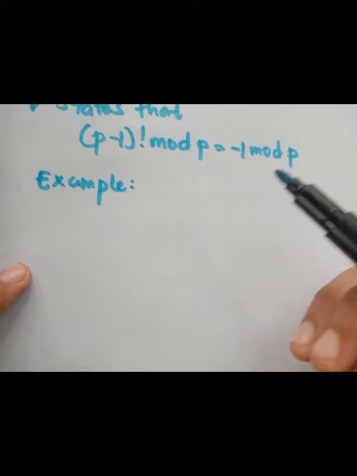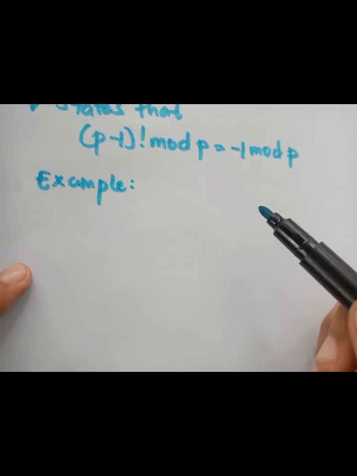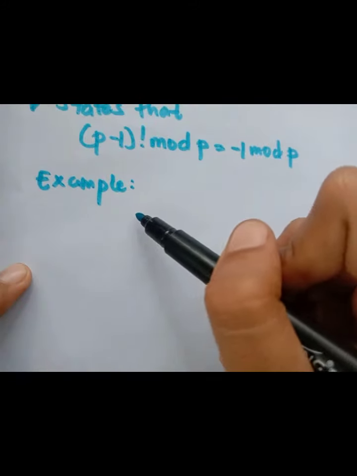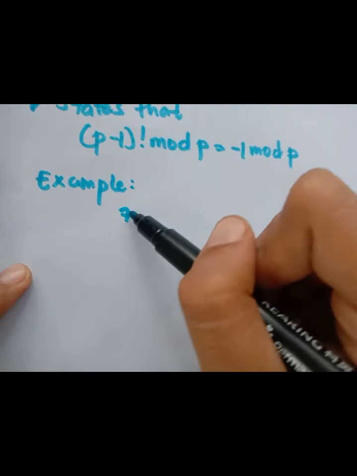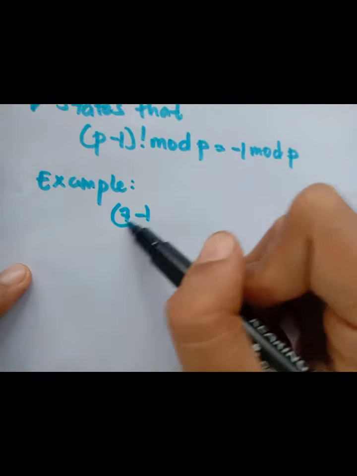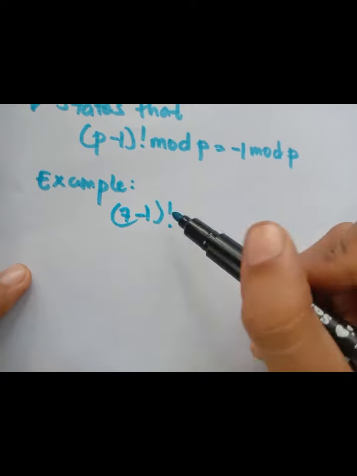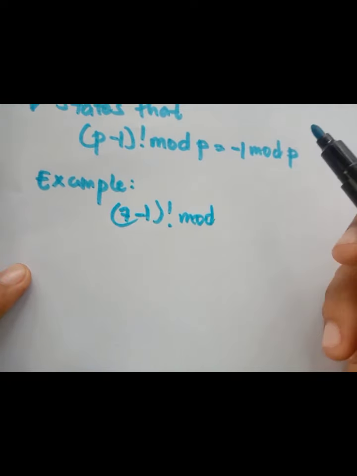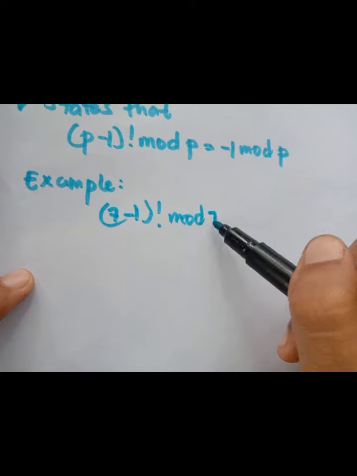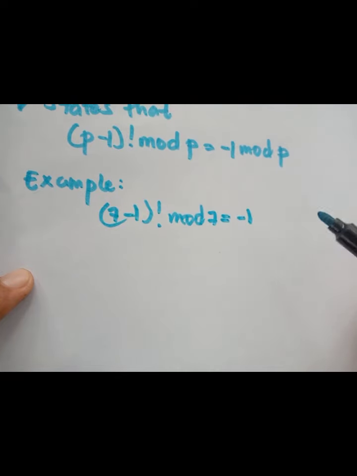Example. Let us remember that p is a prime number. Let us use 7 since 7 is a prime number, and then we're going to substitute 7 into p. So now we have (7 minus 1) factorial mod 7 equals negative 1 mod 7.